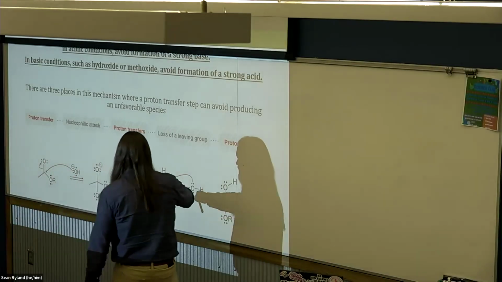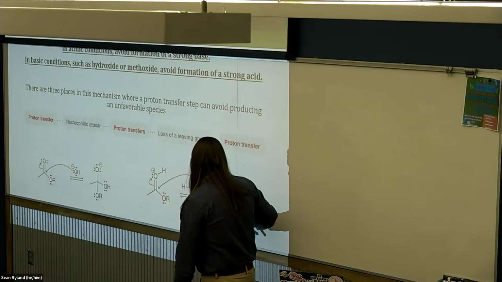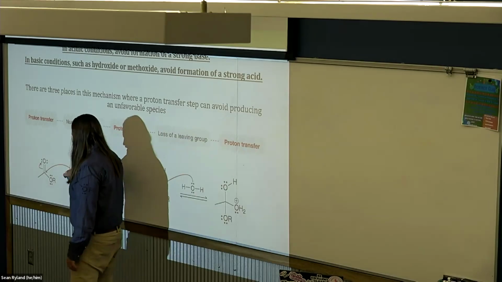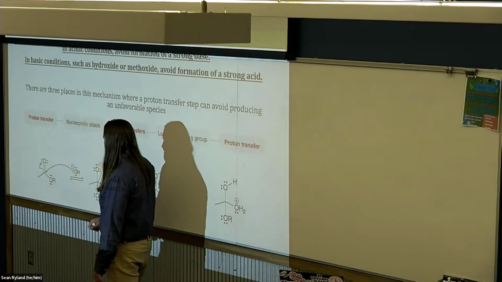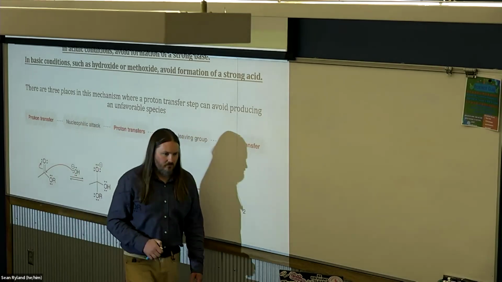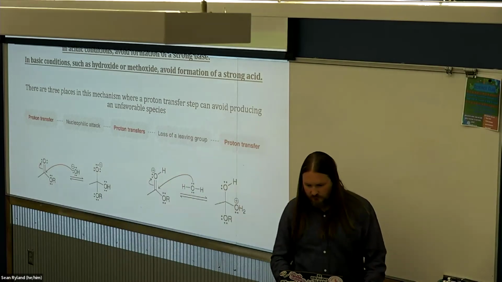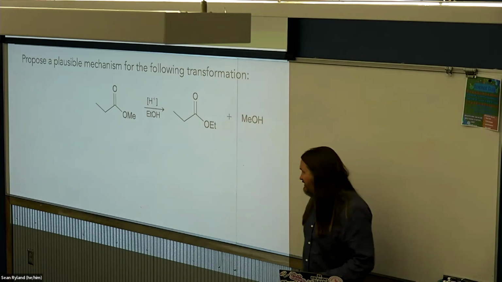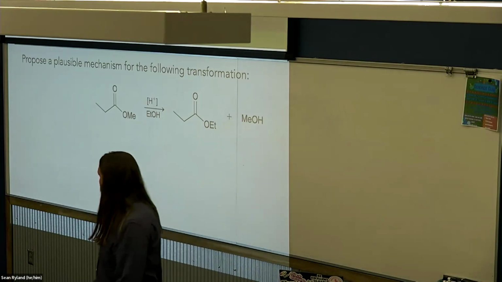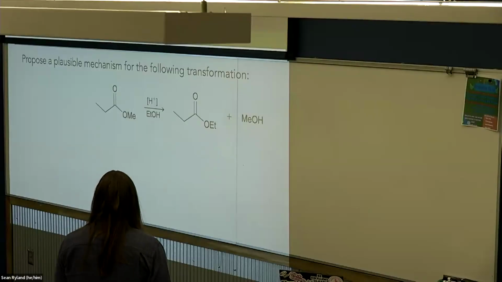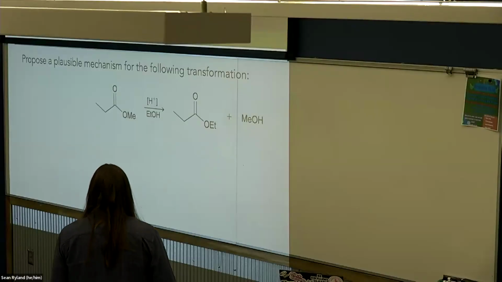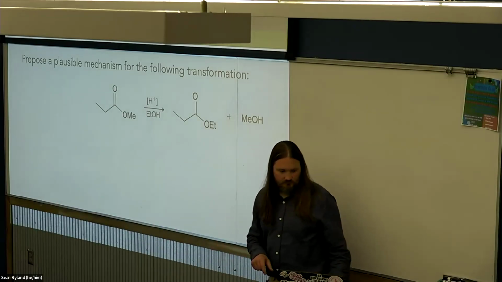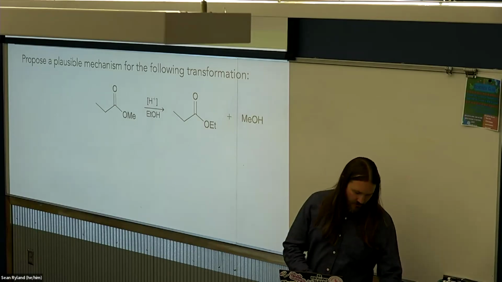And so under acidic conditions, we have a positive charge and our intermediate has a positive charge. Under basic conditions, we have a negative charge on reactants and a negative charge on our intermediate. So let's do a practice. I'll give you a head start for you two to work together on that.